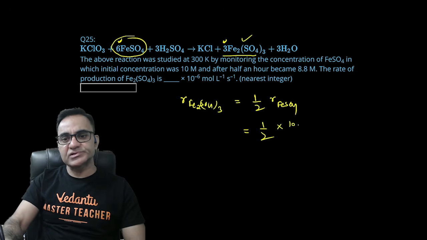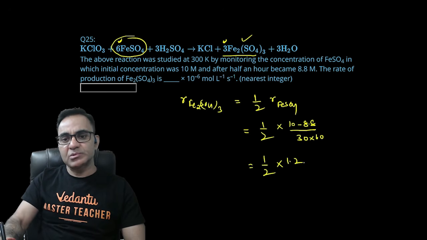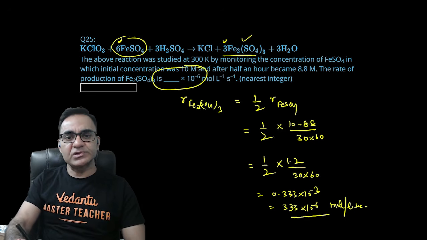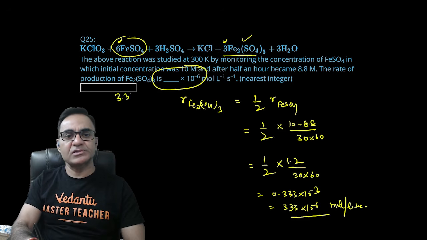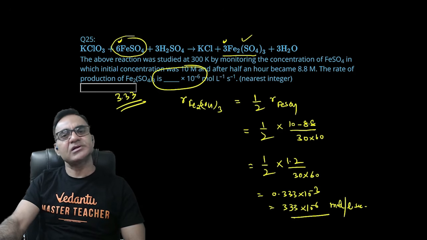तो हाफ और इसका जो रेट दिया है, इनिशियल कॉन्सेंट्रेशन 10 है, फाइनल कॉन्सेंट्रेशन 8.8 है, अपॉन टाइम है 30 मिनट, इसको सेकेंड में कन्वर्ट कर लिया। ऑलराइट, तो ये 1/2 इंटू 1.2 अपॉन 30 इंटू 60, this comes out to be 0.33 into 10 raised to the power minus 3, which is equal to 333 into 10 raised to the power minus 6 मोल पर लीटर पर सेकेंड। ऑलराइट, और आपको इस फॉर्मेट में आंसर देना है, इंटू 10 पावर माइनस 6, यानी आपको जो आंसर भरना है वो आ जाएगा 3.33। ऑलराइट, तो दिस वाज अ सिंपल क्वेश्चन बेस्ड ऑन कंपैरिजन ऑफ rate with respect to reactant and product.